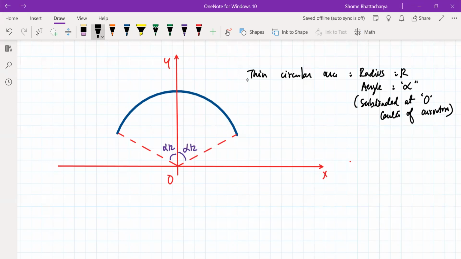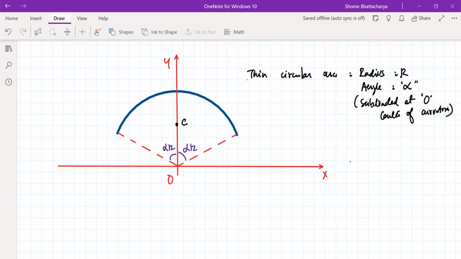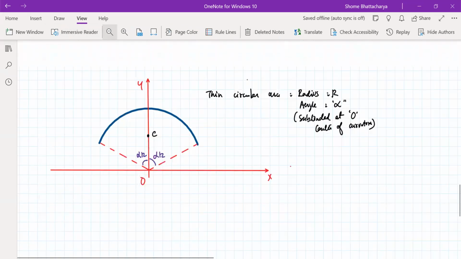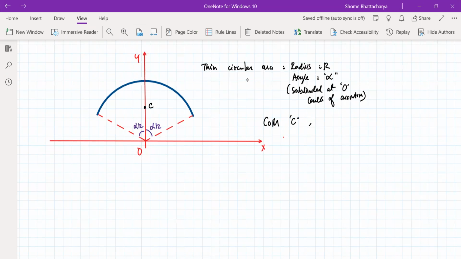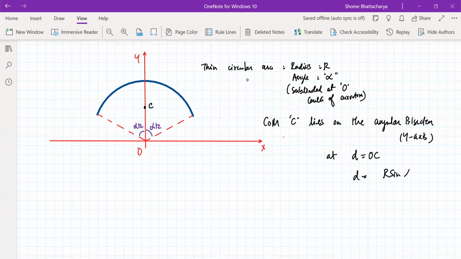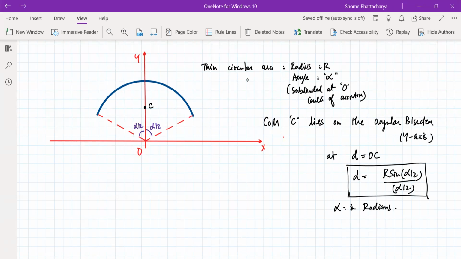That is this. Then the center of mass will lie on the symmetry axis at a distance from the center of curvature, such that the center of mass C lies on the angular bisector, which is the y-axis, at a distance d equal to OC, so that distance equals the general formula R sine alpha by 2 divided by alpha by 2, where alpha should be in radians. So this is the general formula.